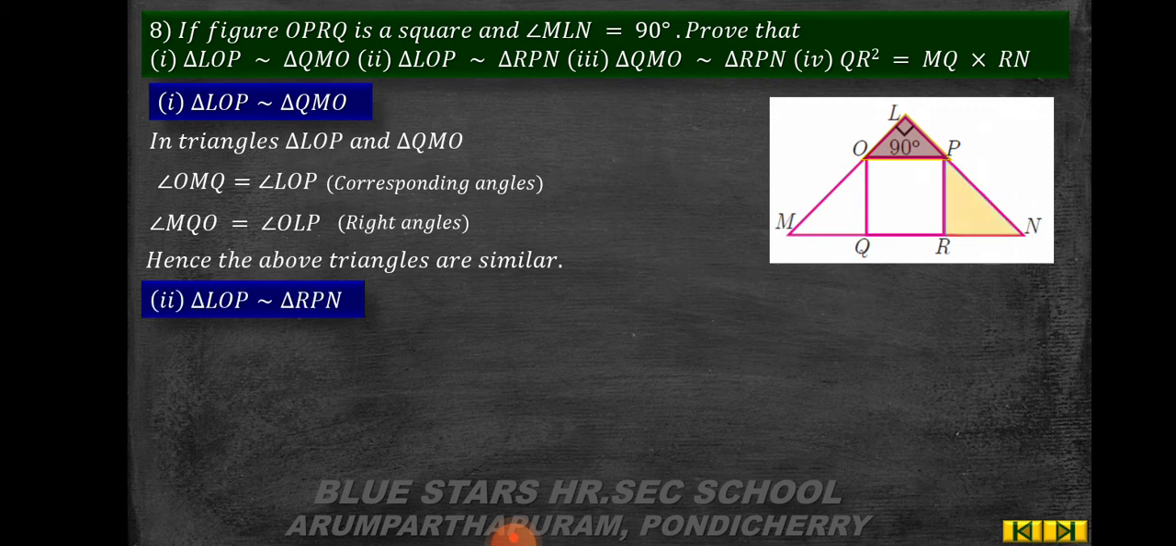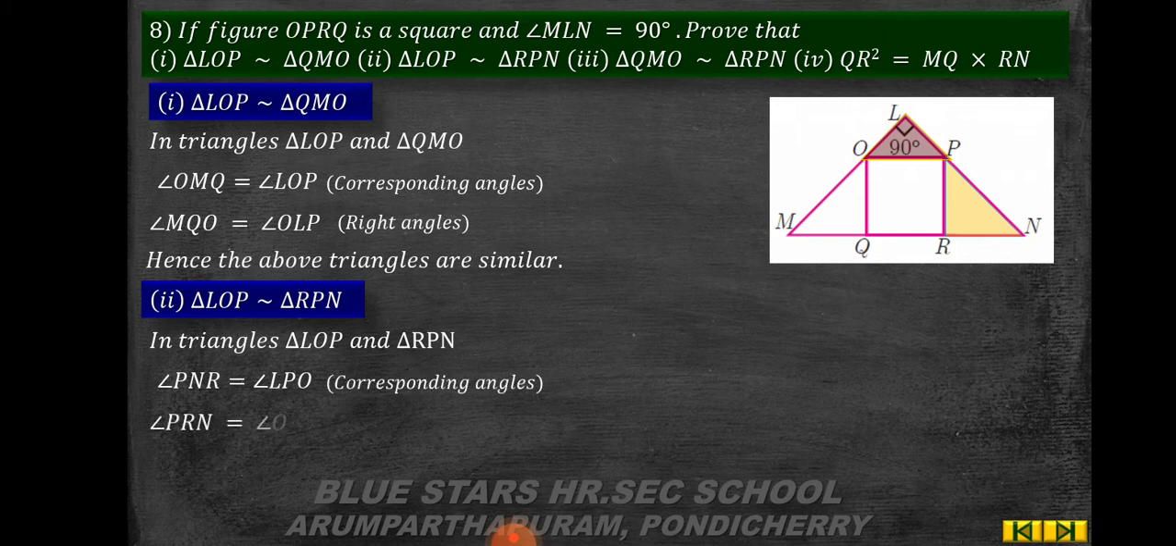Then second subdivision, triangle LOP is similar to triangle RPN. So in triangle LOP and triangle RPN, angle PNR is equal to angle LPO, because angle N and angle P are equal, because corresponding angles. Then angle PRN is equal to angle OLP, because L and R are 90 degrees, that is right angles. Hence, the above triangles are similar.